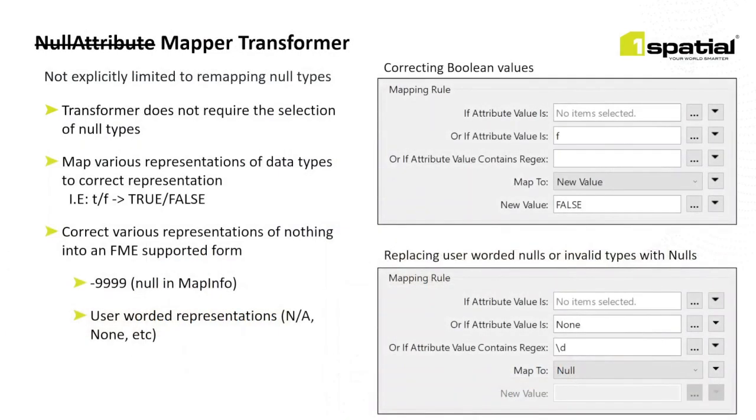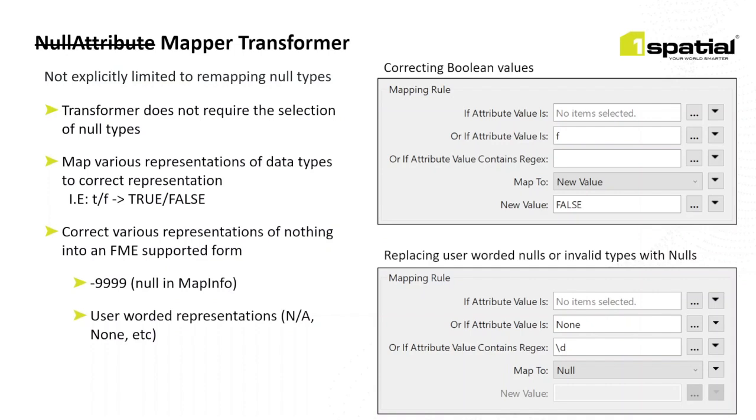Now, though it's important to understand these null types, this transformer is not explicitly limited to mapping null types. This transformer does not require the selection of null types as part of its mapping. We can actually do all kinds of different mappings. For example, we could map various representations of data types to the correct representation. A common one I do is I take a T or an F, and I map that to SQL true or false so that I can slap them into an insert statement.